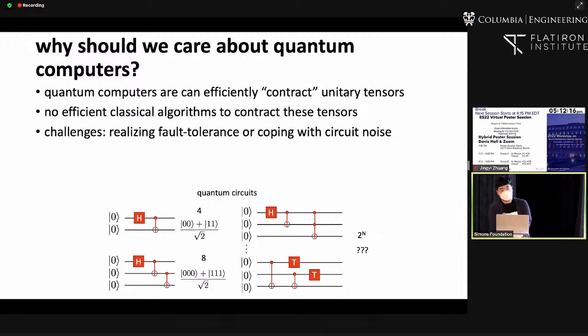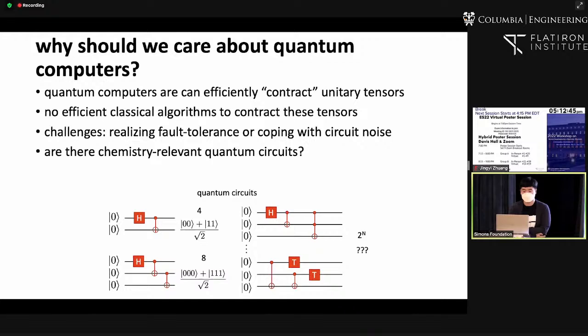And the challenges are really realizing either fault tolerance or coping with the circuit noise. Because what circuit noise means is, from left to right, you evolve this set of n coupled qubits. In the end, you end up getting a state that you didn't desire in the beginning because of the circuit noise. So you need to really cope with the circuit noise, either remove it completely by realizing fault tolerance or somehow live with it with some clever error mitigation technique.